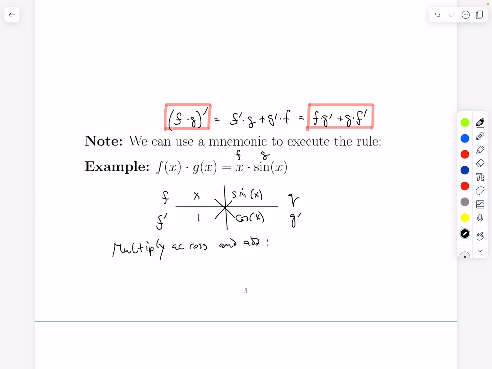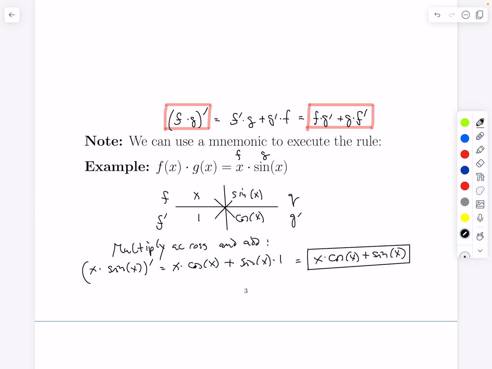So what do we get? x times cosine x plus sine x times 1. And this is the derivative of x times sine x. And we can make it a little bit nicer. This is x times cosine x plus sine x. Okay, and that's the answer.